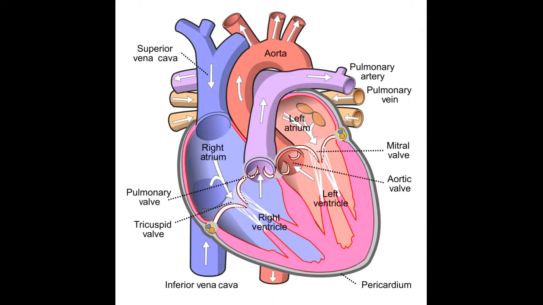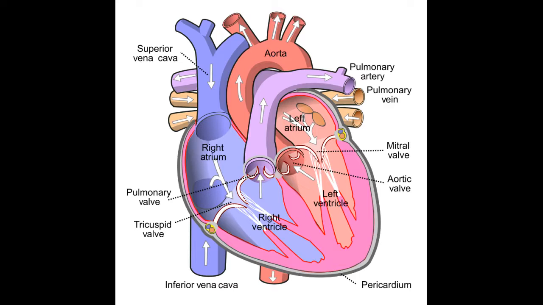Now, there are 4 chambers inside. We have the left and right atria, as you can see at the top there, and we have the left and right ventricles. There's also 4 valves that keep our blood flowing in the correct direction. We have the tricuspid valve, as you can see labeled here. This is between the right atrium and the right ventricle. We have the bicuspid valve, which is also called the mitral valve, and you can see that labeled here between the left atrium and the left ventricle.